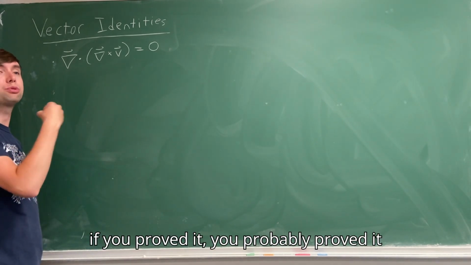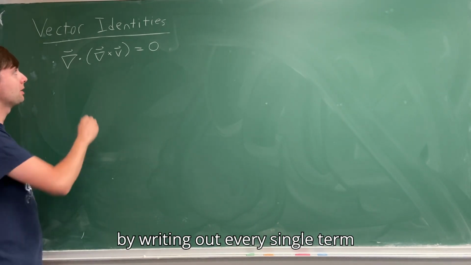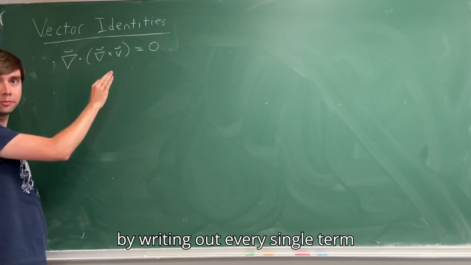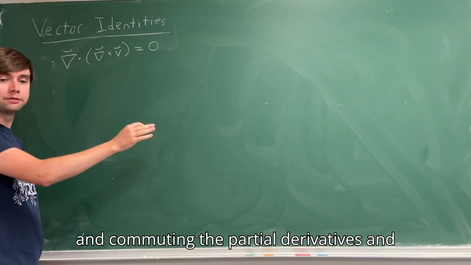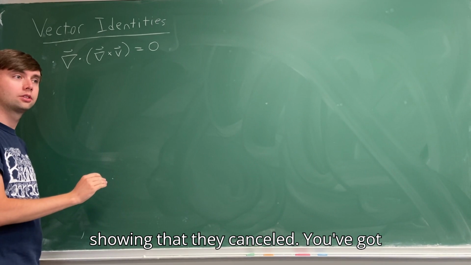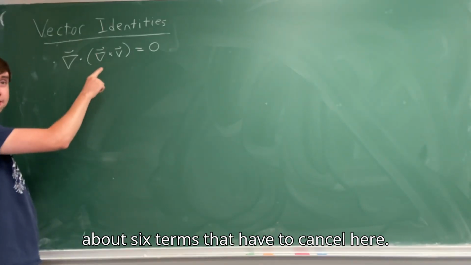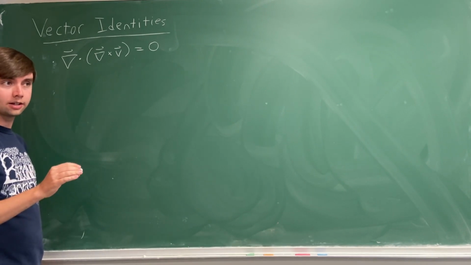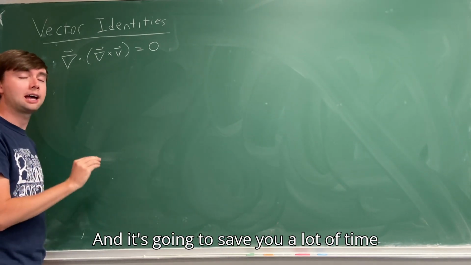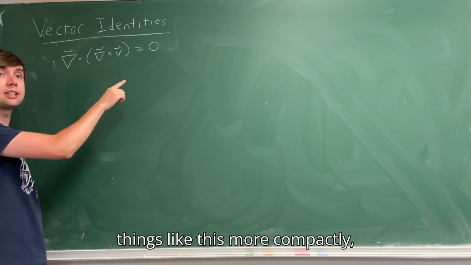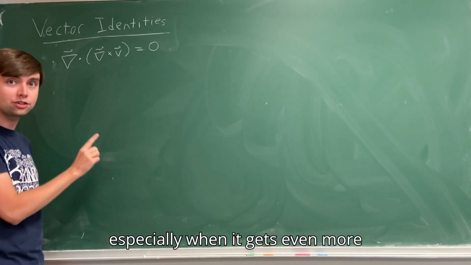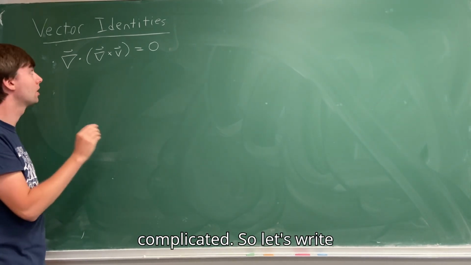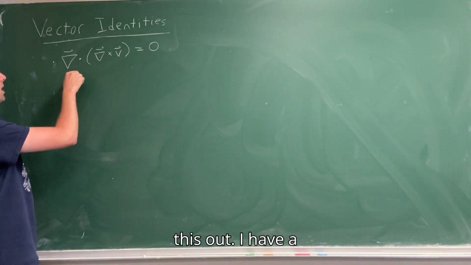And if you proved it, you probably proved it by writing out every single term and commuting the partial derivatives and showing that they canceled. You've got about 6 terms that have to cancel here. That's doable, but it's long, and it's going to save you a lot of time and effort in your homework if you can do things like this more compactly, especially when it gets even more complicated. So let's write this out.